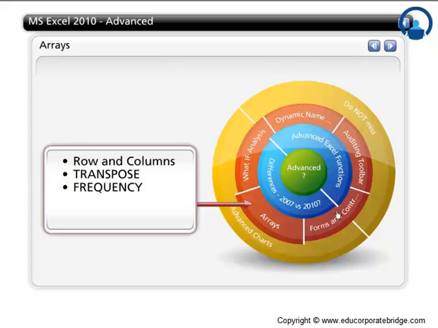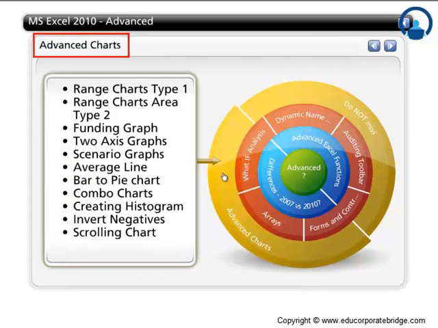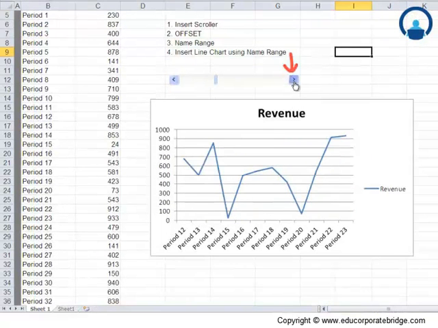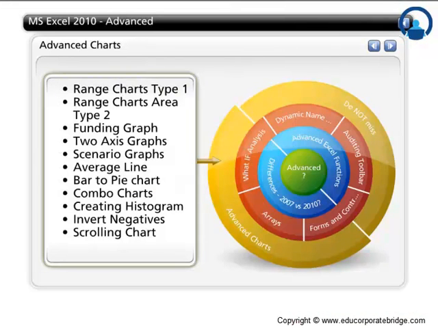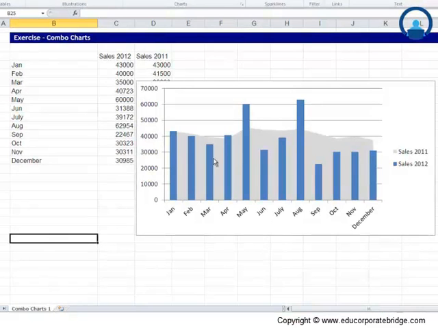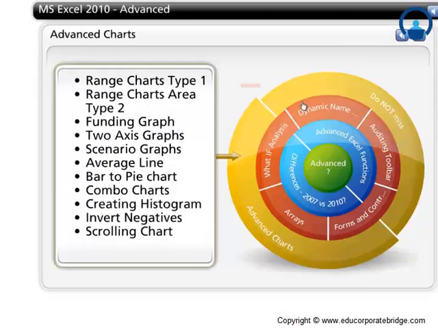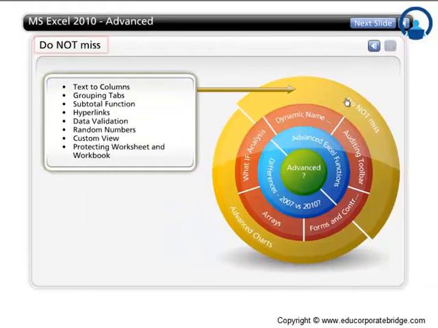In addition to all these, we will also learn advanced charts divided into various types, how to create a scrolling chart where you can define the data dynamically and your chart scrolls automatically. We can also look at other kinds of charts like a combo chart, which provides various combinations of area chart versus the column chart. We will also touch base with some of the do not miss functions in Excel, something like hyperlinks, random variables, custom view, how you go about protecting a worksheet, column tabs, subtotal functions, and otherwise. So this is going to be the broad base of advanced Excel functions that we are going to discuss.